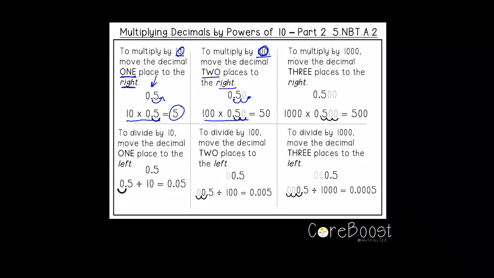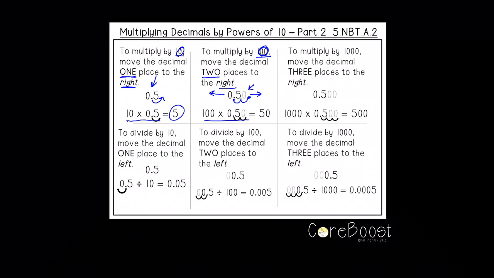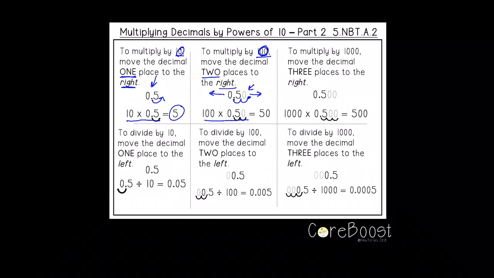I also want you to notice that this extra zero here does not change the value of my number until I move my decimal. So I can add as many zeros as I want this way and as many zeros as I want this way, but as long as that decimal stays in the same place, that number is 5/10. That's not going to change until my decimal moves. Okay, moving on to the next one.